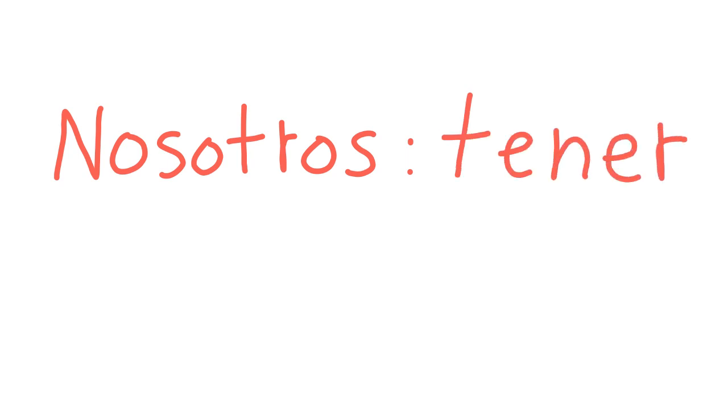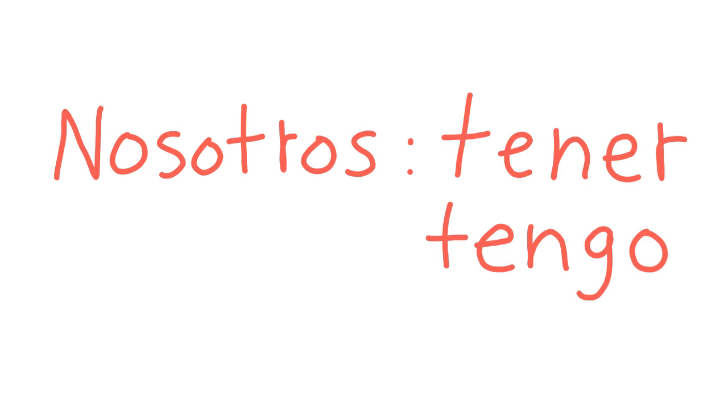With the subject nosotros and tener, we go to the yo form of the present tense. So we end up with tengo. And then we're going to get rid of the O, just like we did before, and add our opposite ending. And since this was an ER verb, it's going to be an A ending. So, tengamos.